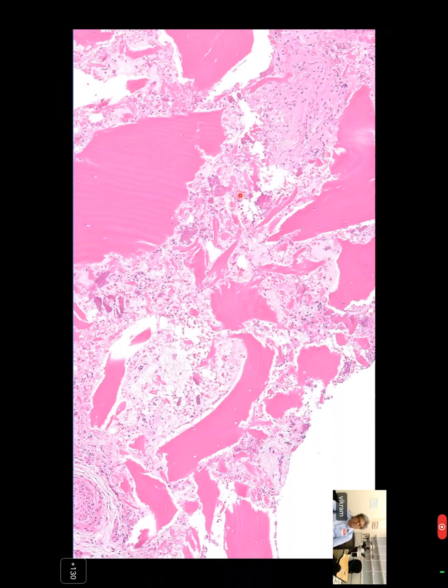What do you think of this material here between? It seems like there's shreds of bone, right? Yes, sir. So this is the kind of bone that you get when the radiologists drill through the bone. We refer to this as bone dust.